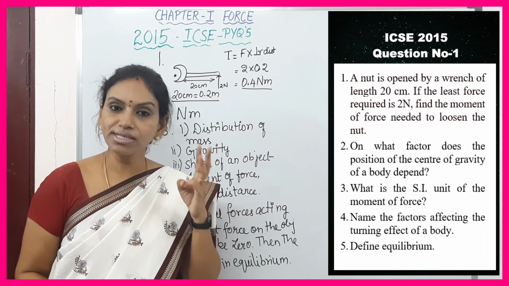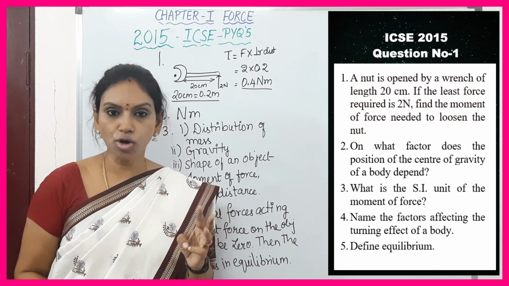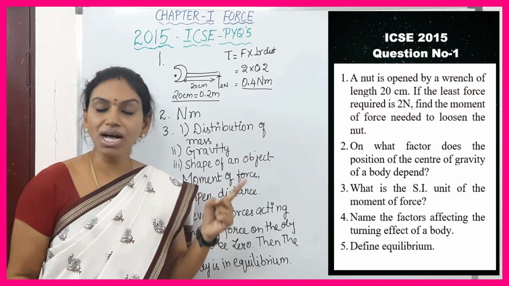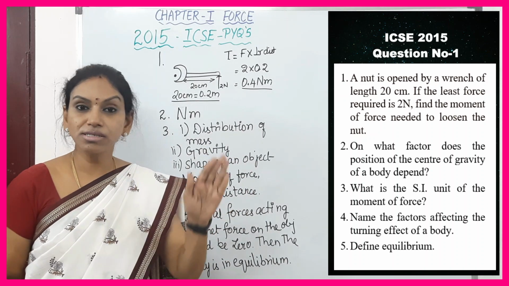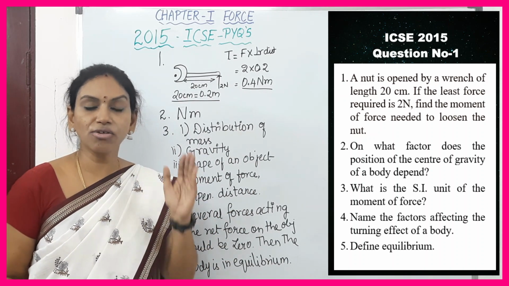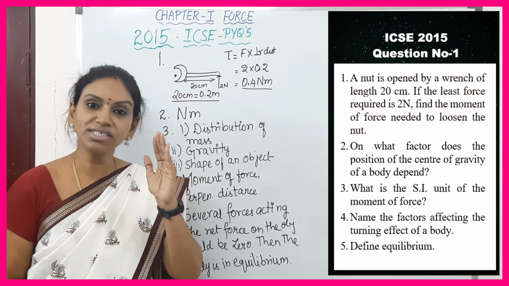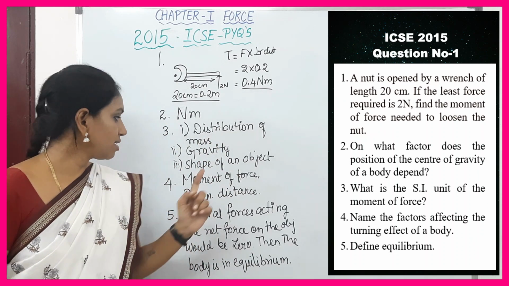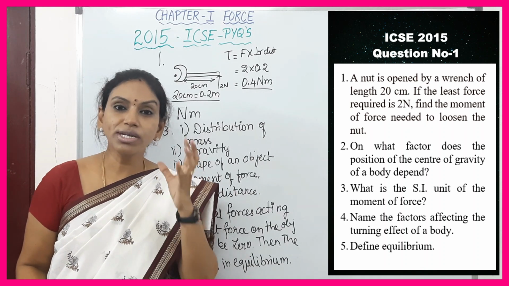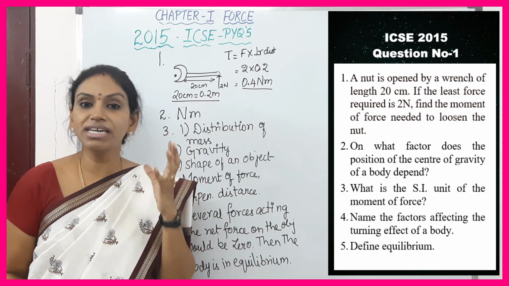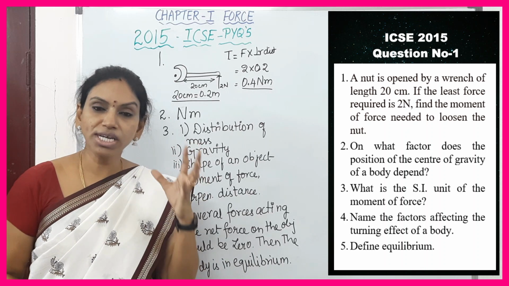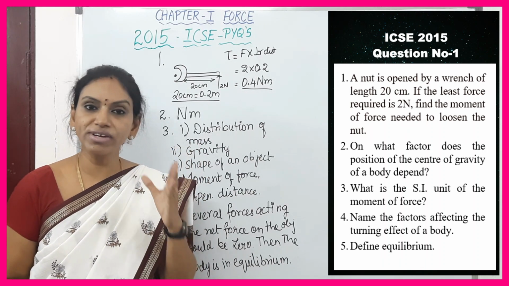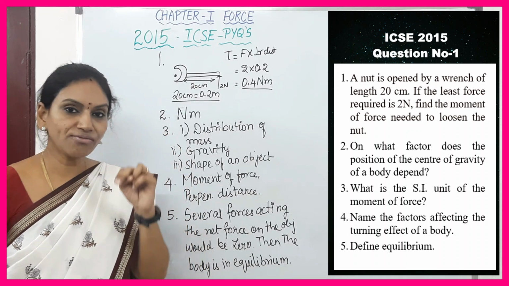On what factors does the center of gravity depend? It depends on, number 1, distribution of mass. Where the mass is distributed more, the center of gravity will be shifted towards that side. That is the first factor. Second factor, gravity. So the body should have that gravitational force. If the body is not having gravity, then the body will not be having its center of gravity. That is your second factor.